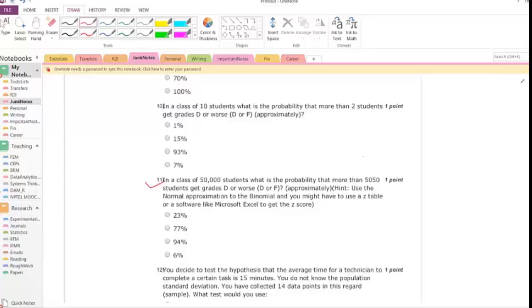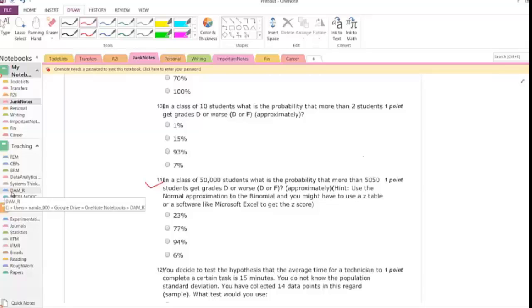N, which is 50,000, times P, which is the probability that a student would get a grade worse than D. That is P. So n times P is the mean of the binomial distribution. So this would be a normal distribution with that mean. And similarly, you can look up the variance of the binomial distribution, which is nothing but n times P times 1 minus P. So if you use those two formulas, you know the nature of the normal distribution. It will become a normal distribution with that mean and that variance.